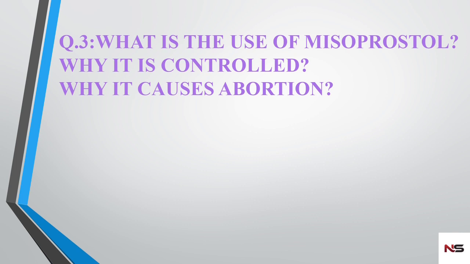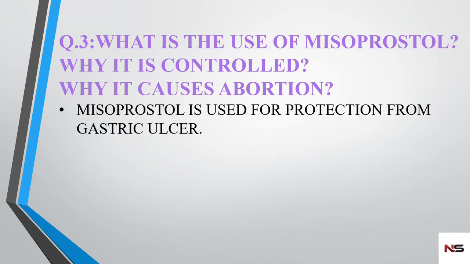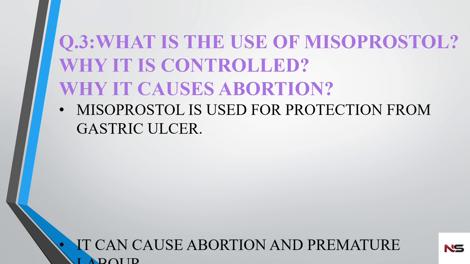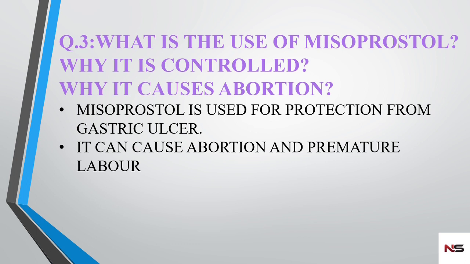Question number 3: what is the use of misoprostol? Why is it controlled? Why does it cause abortion? Misoprostol is used for protection from gastric ulcer and gastric acidity. Why is it controlled? Since it causes abortion and also premature labor, that's why it is controlled. It comes under controlled medicine. We already saw this is a controlled non-psychotropic drug, misoprostol.